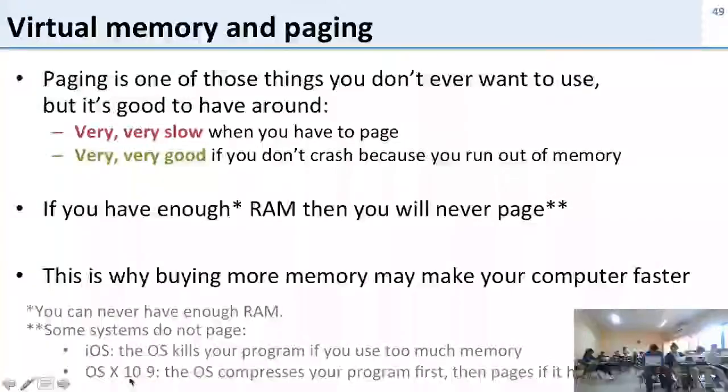In Apple's operating system, OS X 10.9, to avoid paging out to disk, they compress your program first. So if there's not enough space in memory, the operating system will go through and find pages you haven't used in a while and compress them. That's faster than writing out to disk. So there are lots of ways to try and avoid doing this.